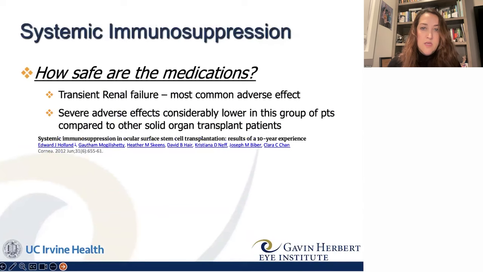How safe are these medications? This is very interesting because our population of patients that require this systemic immunosuppression are often healthy young patients. These are patients who may have had Stevens-Johnson and so on. And so Dr. Holland looked at his large cohort of patients and looked for systemic comorbidities. Because these patients are a healthier group compared to, for example, kidney transplant patients who often have diabetes and many other comorbidities, our patient population is healthier to begin with, and they do better.